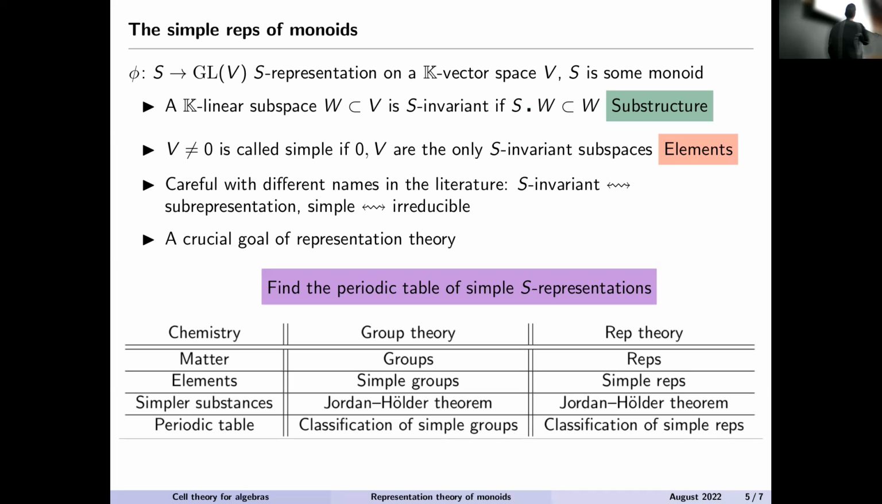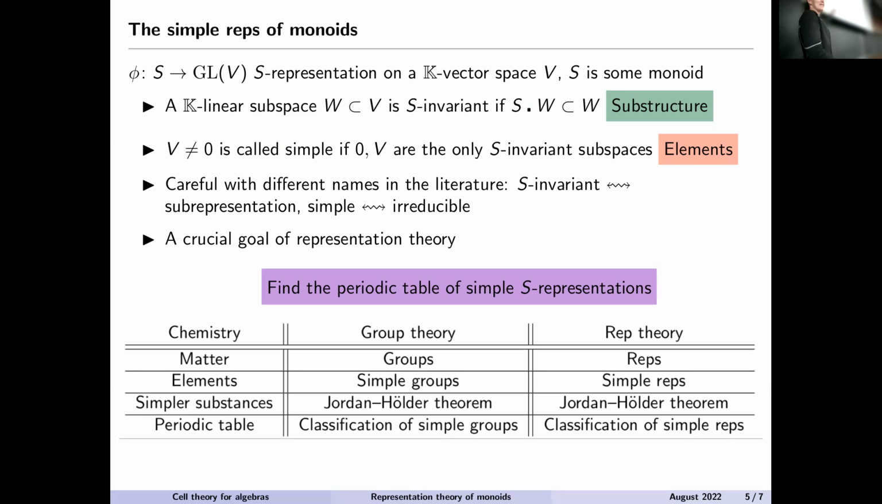And by the way, some people call it irreducible, some people call it simple. Here's the reason why I call it simple, because it fits so nicely with the pictures of simple groups in group theory. So simple groups are the elements of group theory. Simple representations are the elements of representation theory. Here's the Jordan-Hölder theorem in group theory, and the Jordan-Hölder theorem in representation theory. And the periodic table on the left is chemistry. The periodic table is the classification.